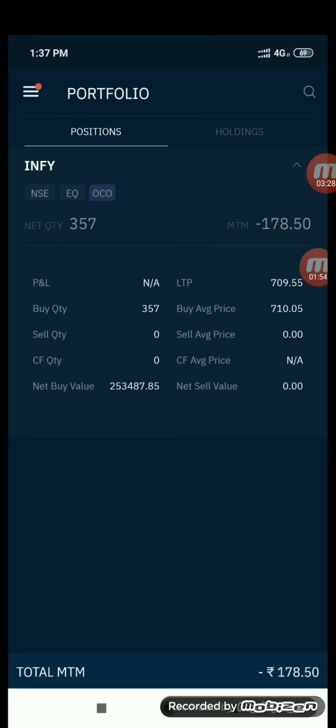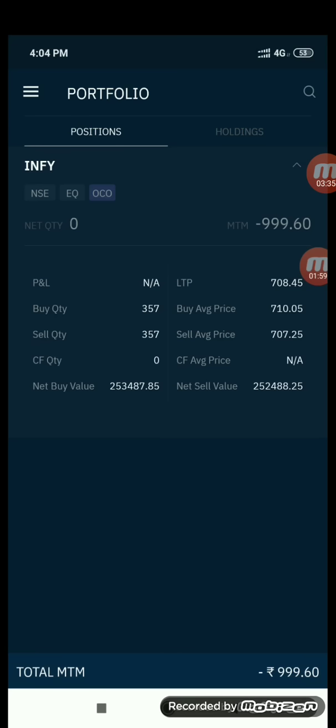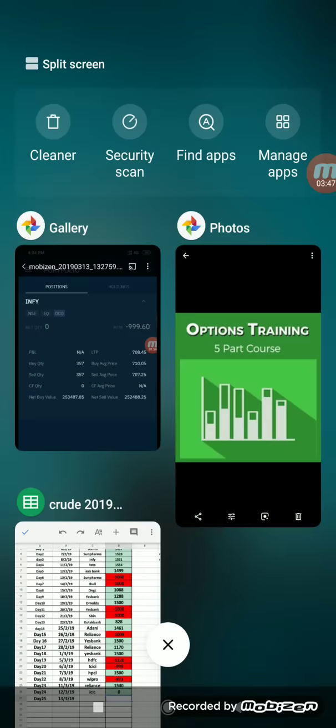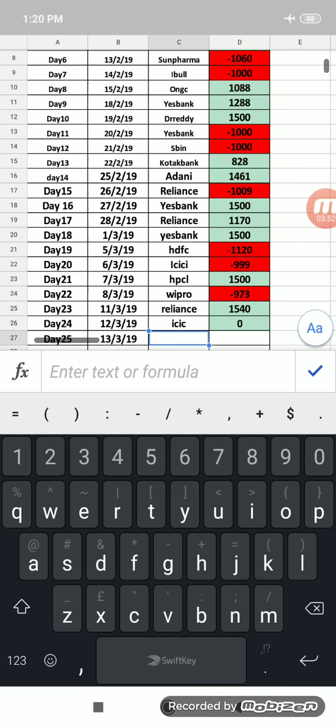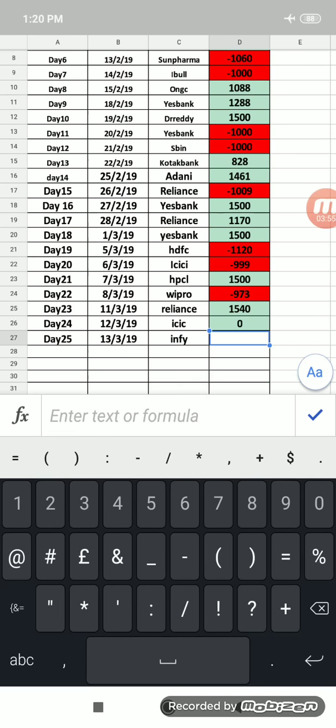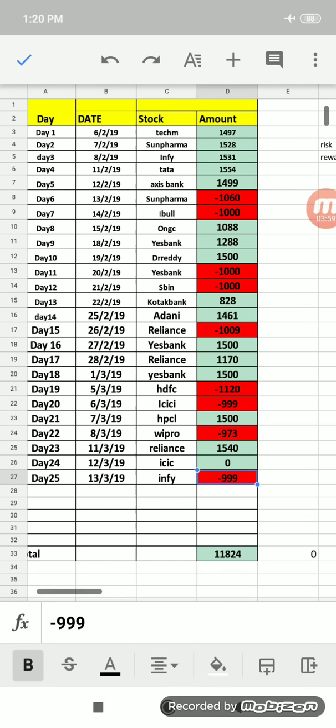We started off making small losses. That's okay, part of the strategy. At the end of the day we made a loss of 999. Our target loss was 1000, so we got a loss near 1000 rupees. This is the discipline we have to maintain and trade daily. Let us quickly update our Excel. It was Infy, so the loss was minus 999. Never mind, as long as overall we are in profits, you don't have to worry.